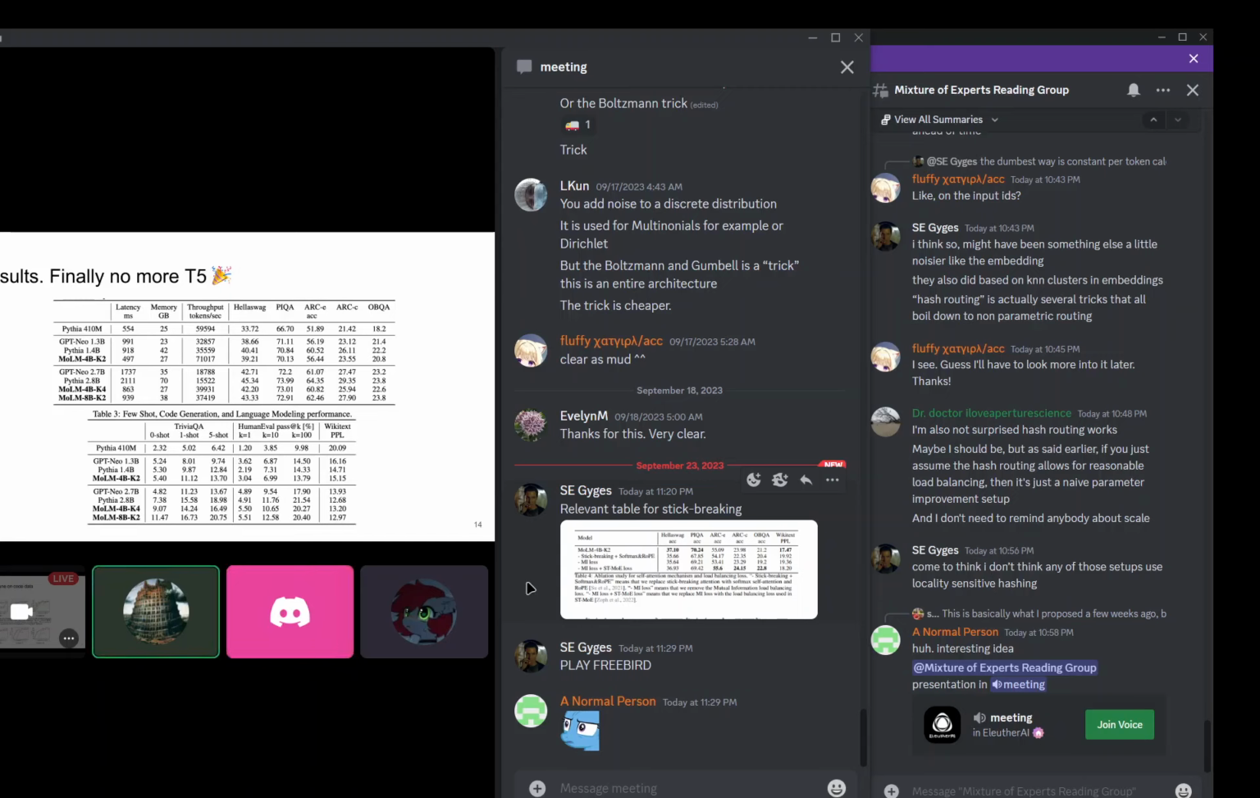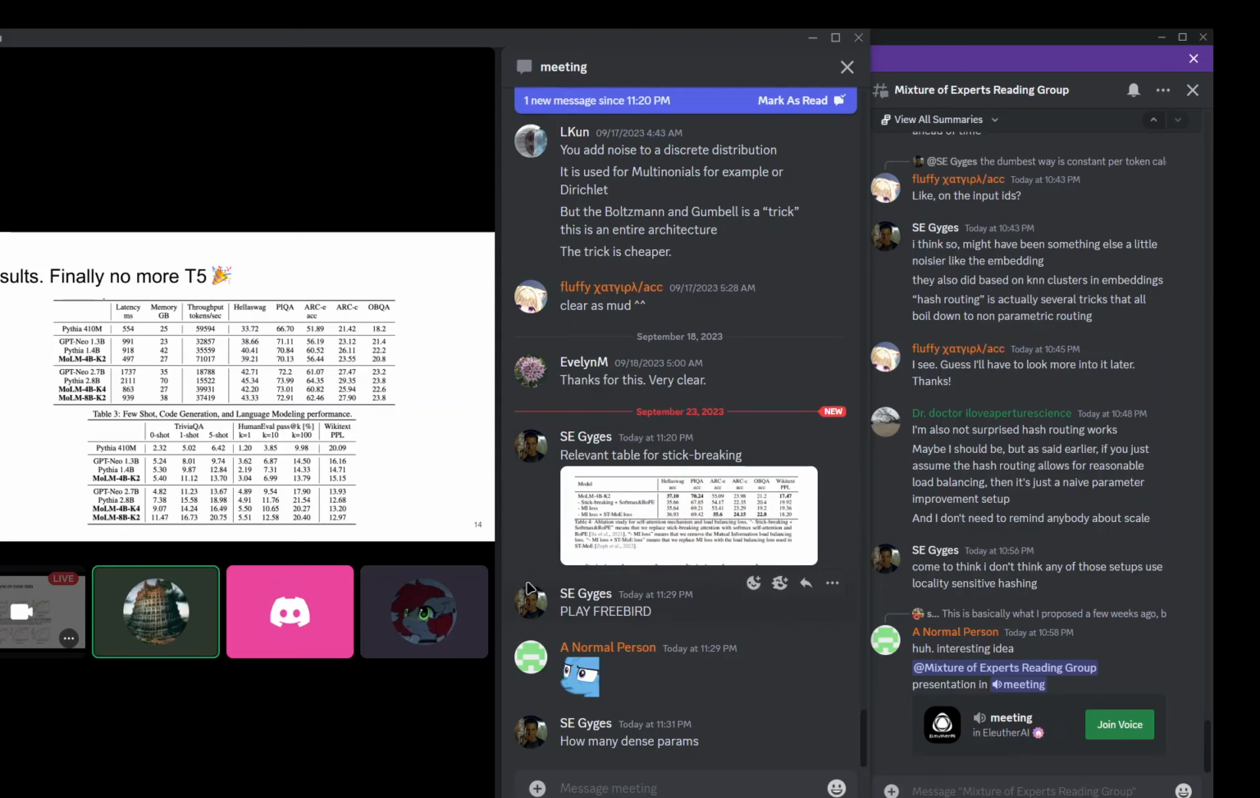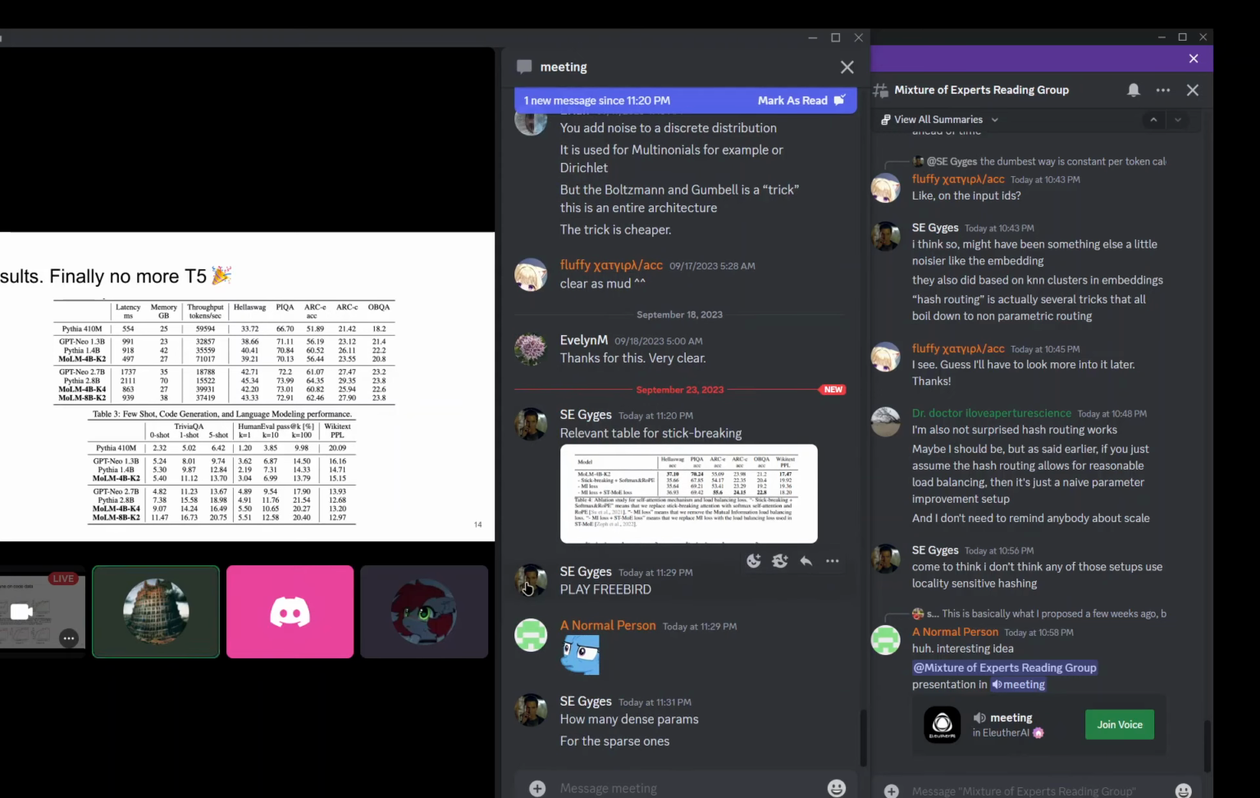You're comparing Pythia 1.4B to this MoLM 4B K2, right? Which has 2 times lower latency. So what should be the comparable forward pass? Well, they have it up here, right? 410. Oh, okay. I would say that's pretty comparable. There has to be slightly fewer activated parameters than that, right? Because the latency for the 4B K2 model is slightly less than Pythia.